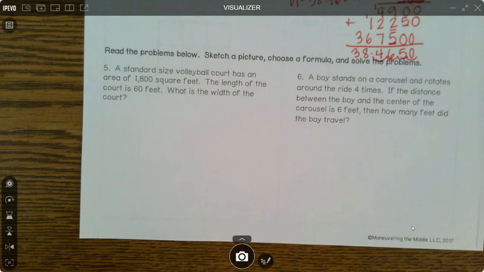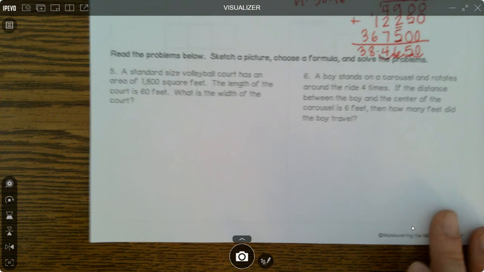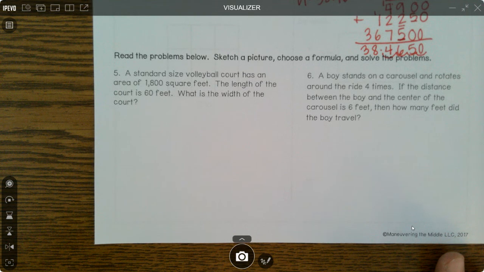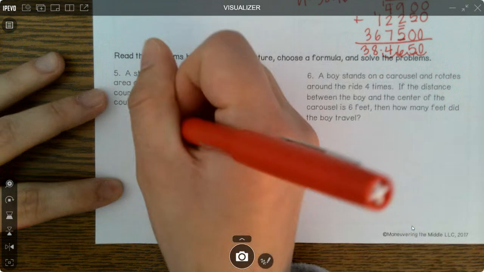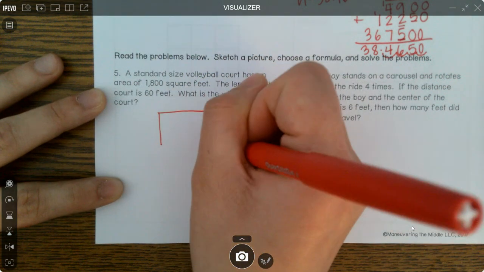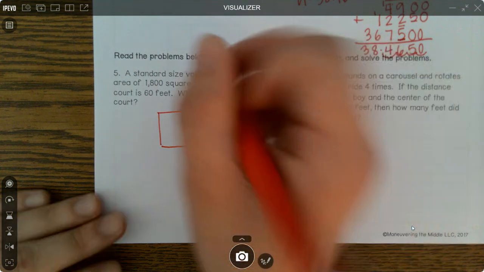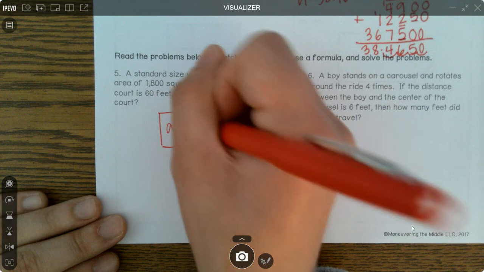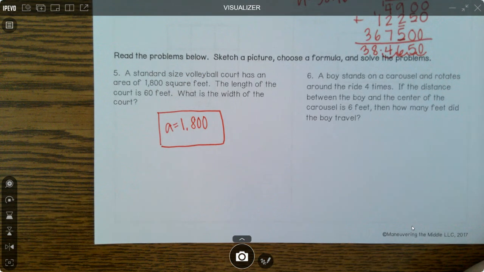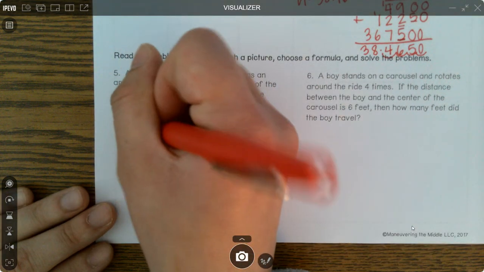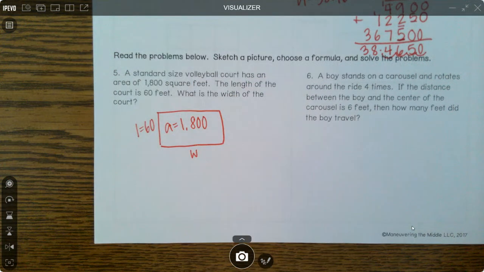All right, looking at number 5. Read the problems below, sketch a picture, choose a formula, and solve the problems. So 5, a standard size volleyball court has an area of 1,800 square feet. The length of the court is 60 feet. What is the width? Okay, so first off, I'm always going to draw my picture. It's a rectangular volleyball court. So it says the area itself, so it's already giving us the area. And the length is equal to 60, so I'm searching for the width.